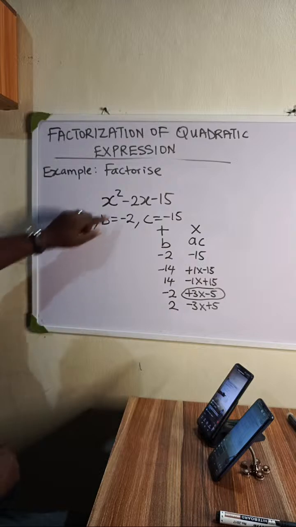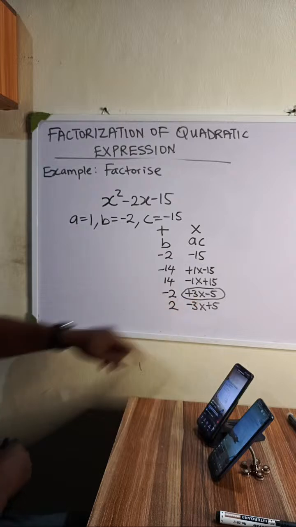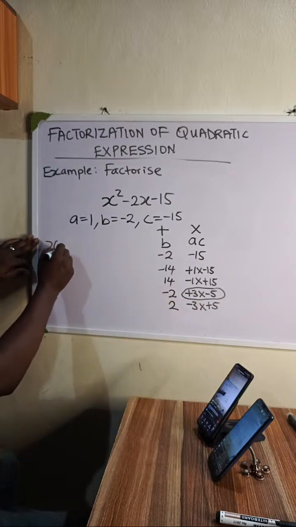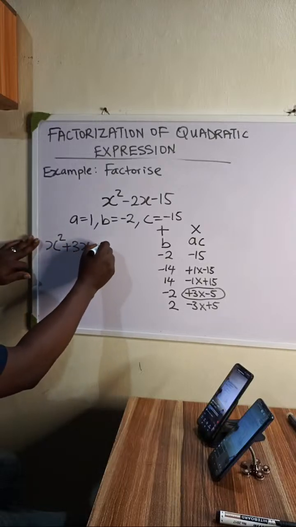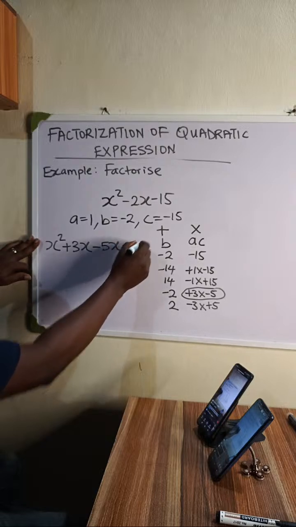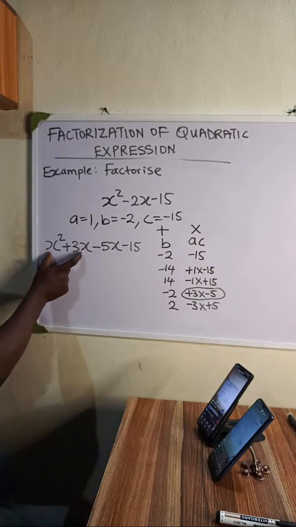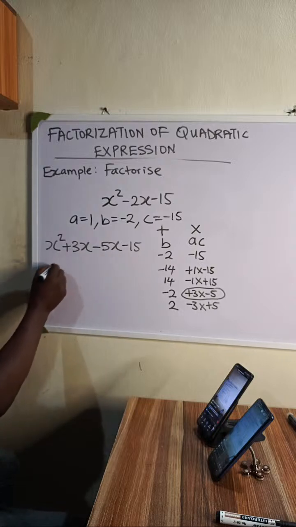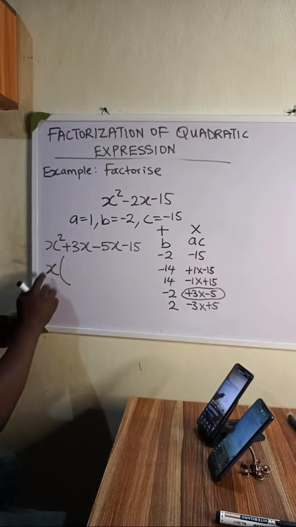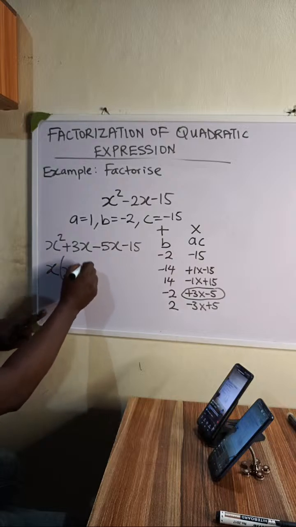So this means we're going to replace -2x with plus 3x and -5x. So this will be x squared plus 3x minus 5x minus 15. So we factorize this and we factorize this. Here and here, what is common is x. x squared divided by x will give us x. Plus 3x divided by x will give us plus 3.